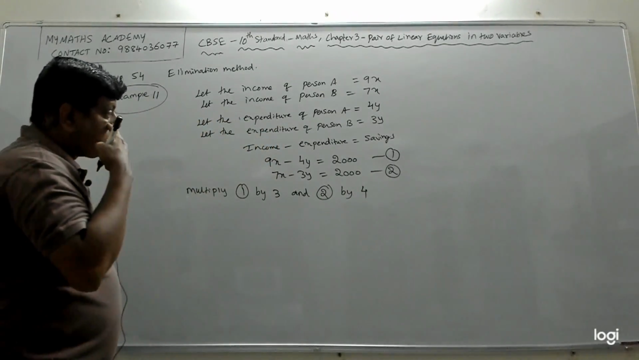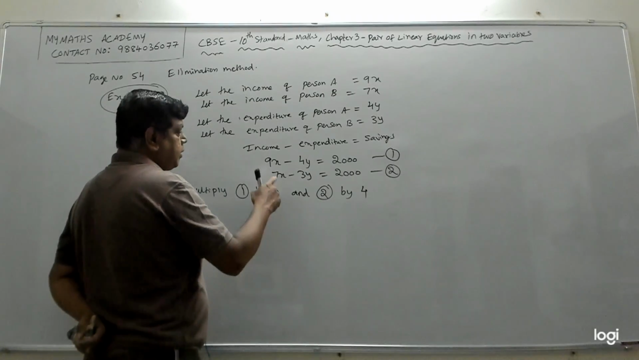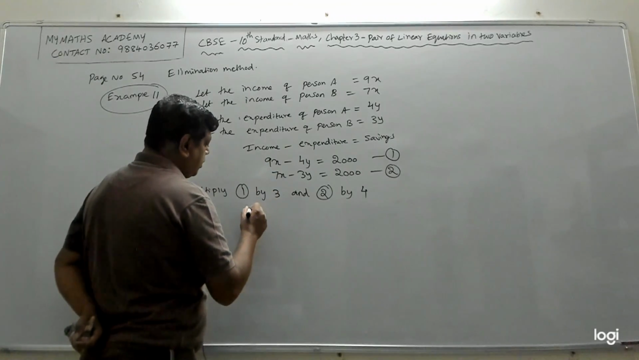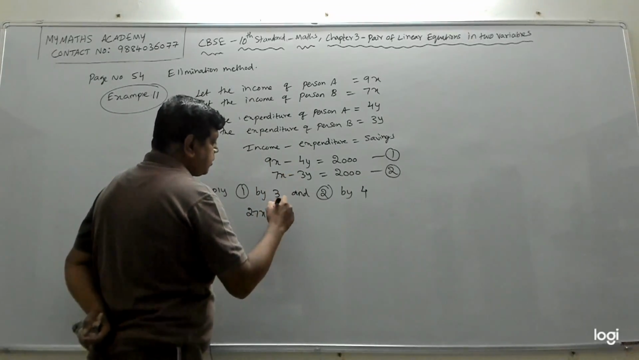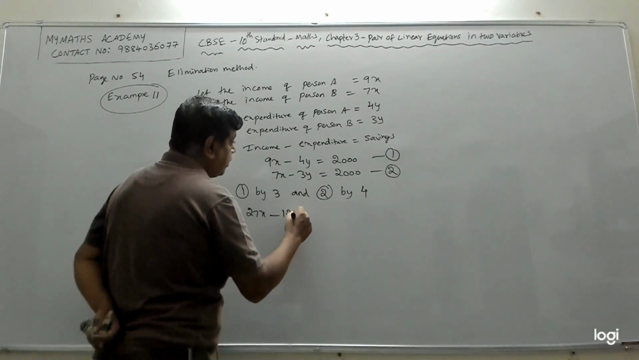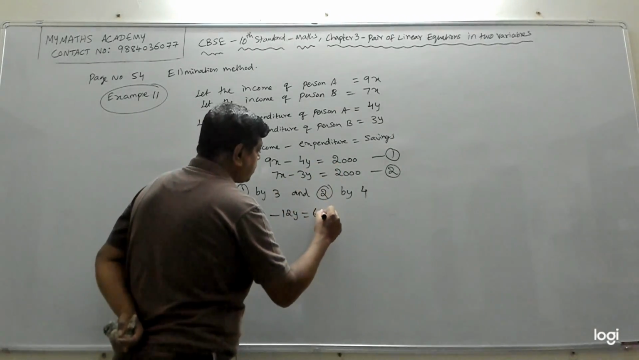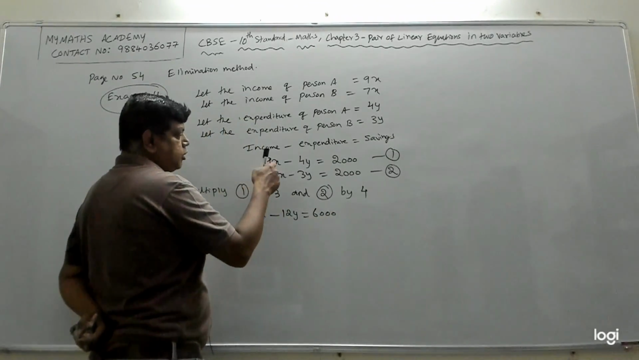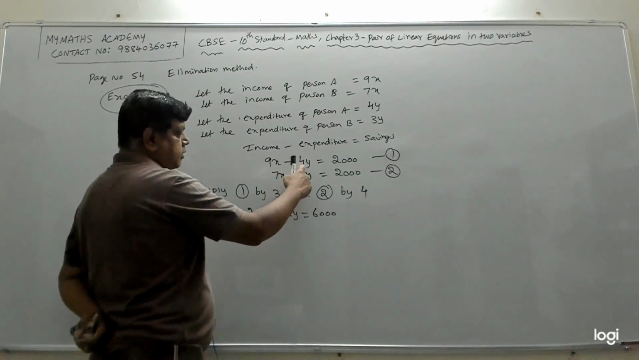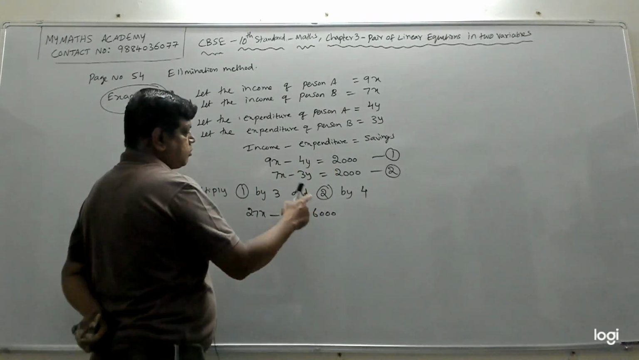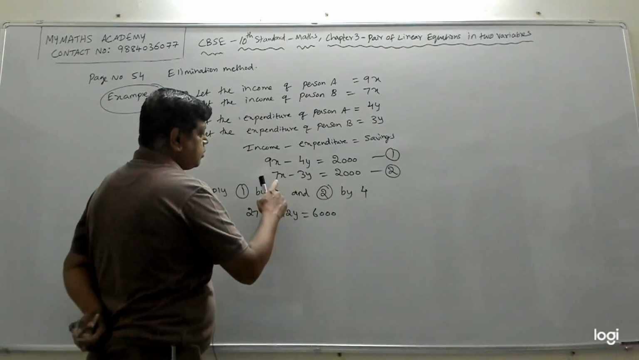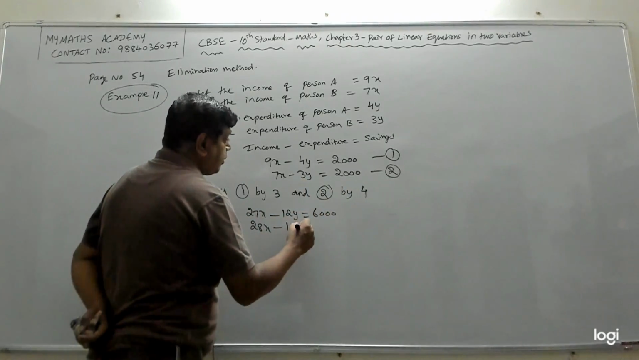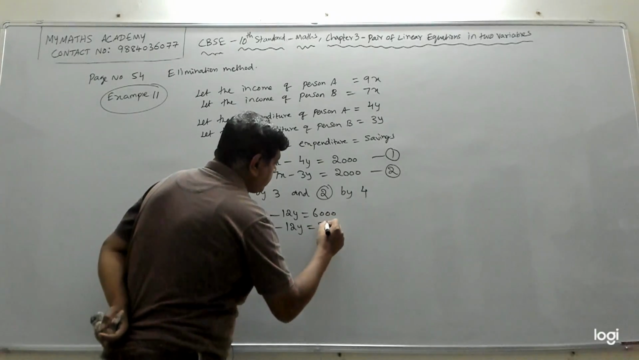Now if we do that, what will happen? If we multiply the first equation throughout by 3, 9x will become 9x into 3, 27x, minus 4 times 3 is 12y, equal to 3 times 2000 is 6000. So we have multiplied the first equation by 3 throughout. This into 3, 27. This into 3, 12. This into 3, 6000. Now multiply the second with 4. So we get 28x minus 4 times 3 is 12y, equal to 4 times 2 is 8000.